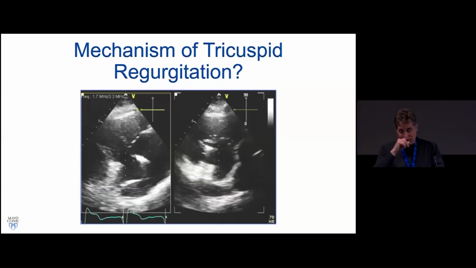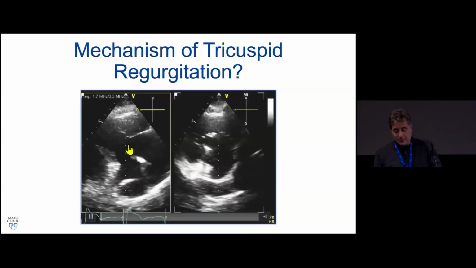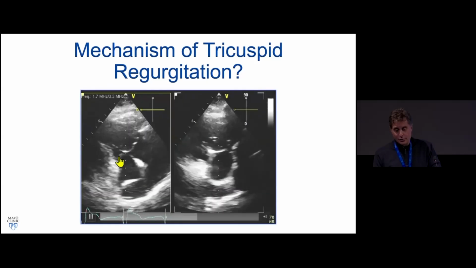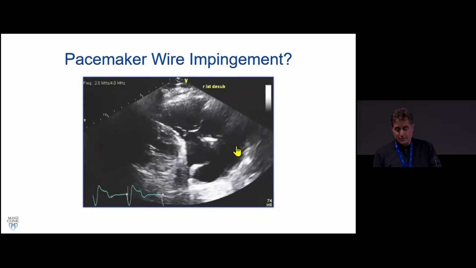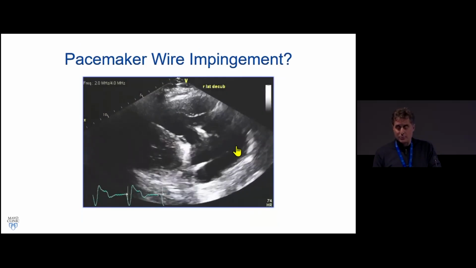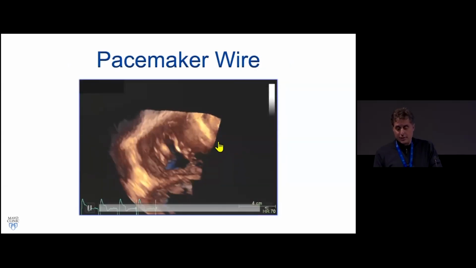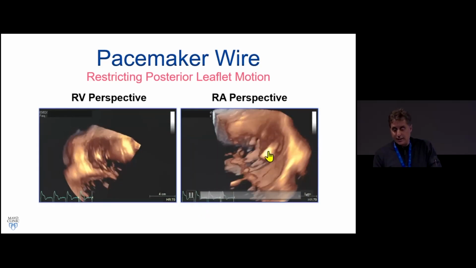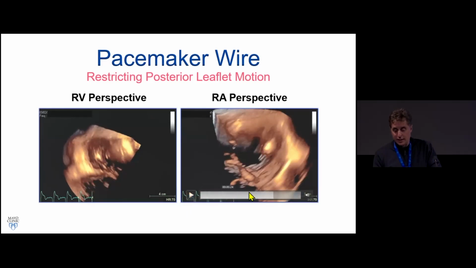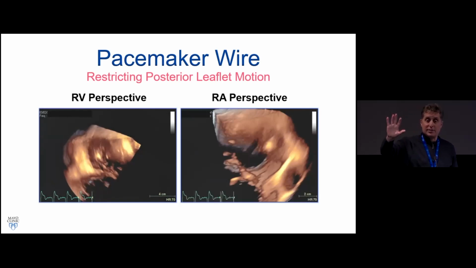Here are some of the 2D images. We felt this is probably the anterior leaflet. We weren't really sure if this is septal or posterior leaflet, all the things we had gone through. Still trying to figure out whether this is pacemaker wire impingement. So we went to 3D, and here we see this device lead adjacent to the posterior leaflet. If I look from the right atrial perspective, I see the device lead really adherent and adjacent to this posterior leaflet. And if I stop and just play back and forth slowly, you can see that that posterior leaflet motion is being impeded by the adjacency of that lead.